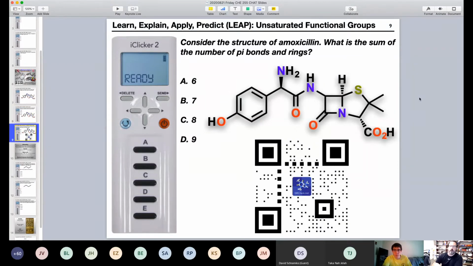Okay, so here's another different type of question, and this is related to functional groups. And I'm going to use this term unsaturated. That basically means an unsaturated functional group contains either a pi bond or a ring. So if you're looking at this structure, how many pi bonds do you see? How many rings do you see? And what's the sum of them?